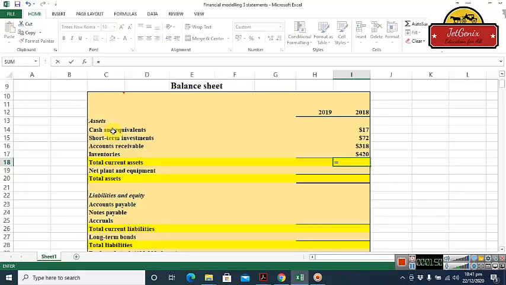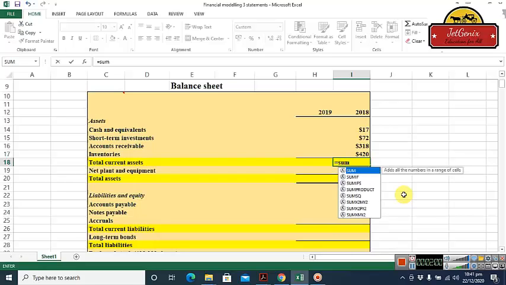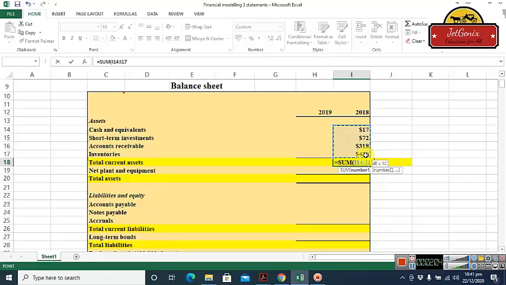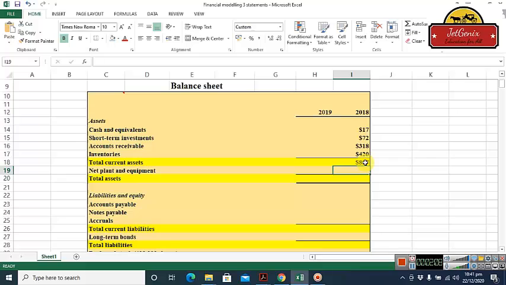Okay, so all these things, if you see, are the current assets. Now we are going to calculate the total current assets. How are we going to calculate it? You just type equal and then sum. You double click on the sum and select all these values, and press enter. So 827, we have all the current assets of this company.